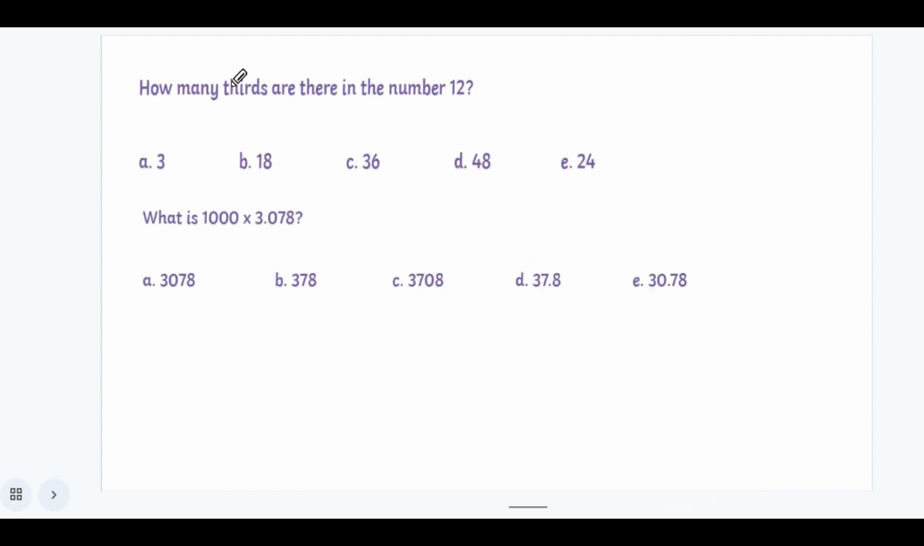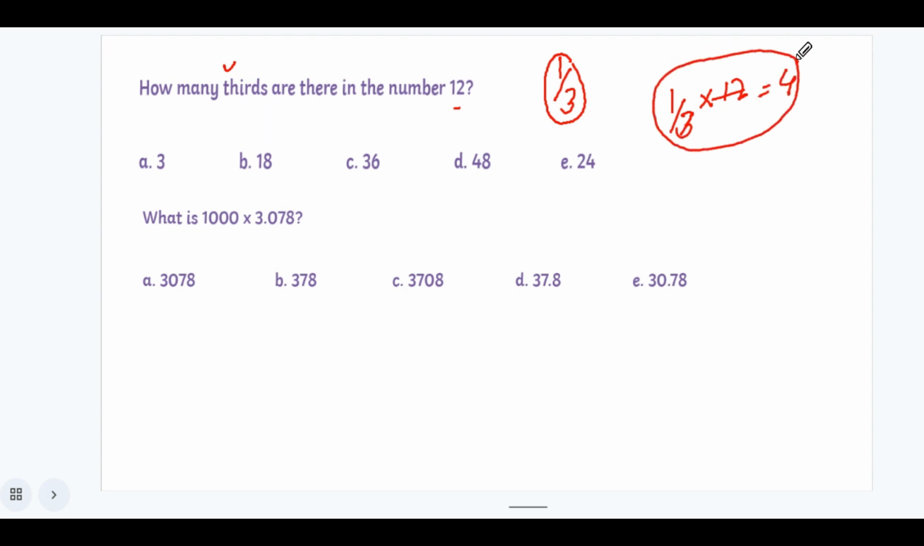Okay, look at this type of question. It's a bit tricky, but you need to learn only once and then it is the same for every number. How many thirds are there in the number 12? Thirds means 1 over 3. 1 by 3 is 1/3, right? So how many 1/3 are there in the number 12? It doesn't mean 1/3 of 12. 1/3 of 12 is 4, but this is not your answer.